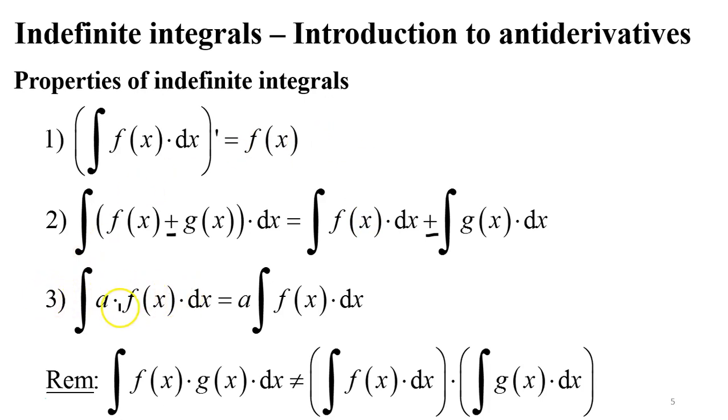Now the third property here. If a is a constant, if you are integrating a function times a constant, being a constant, you can in fact put it outside of the integral. So the integral of f of x would in fact be multiplied by a.